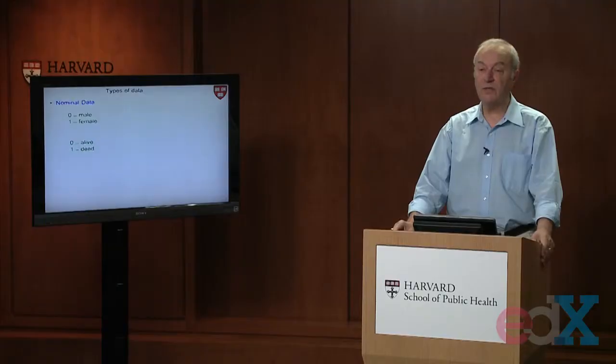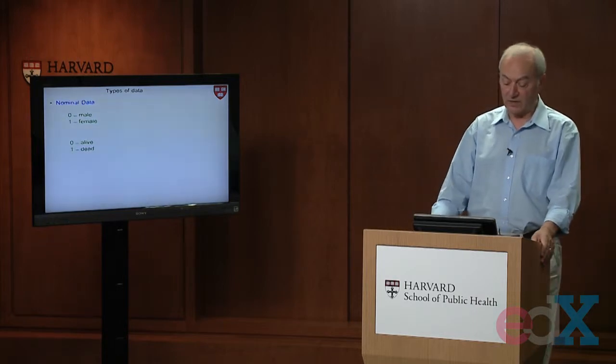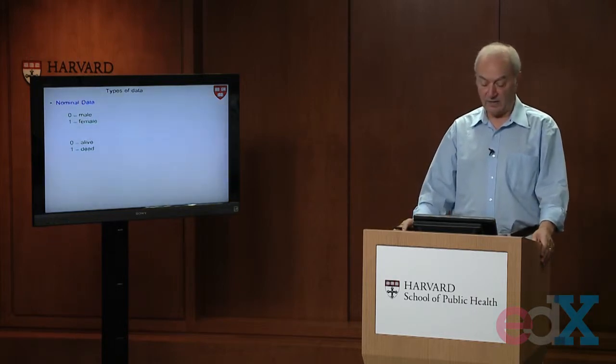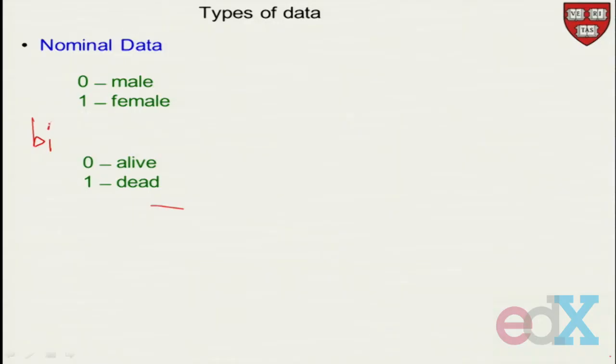The only property we're making of this number system here is that 0 is different from 1. That's the only property we're making. We're not saying 1 is bigger than 0. We're not saying that 1 is 1 unit away from 0, etc. So this is the simplest example we have of nominal data. In fact, this is sometimes called binary data or dichotomous data, depending upon whether you prefer the Greek or the Latin root for 2.